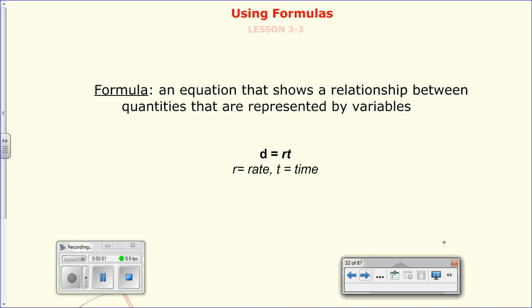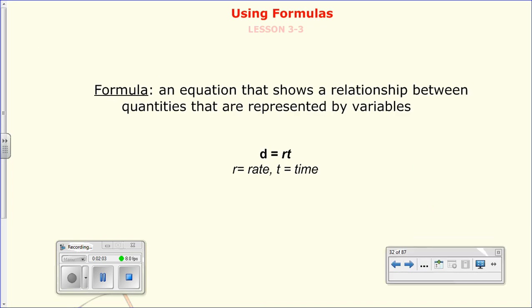All right, so tonight we're going to look at formulas. And first, we define it. A formula is an equation that shows a relationship between quantities that are represented by variables. In tonight's lesson, we're going to have really 3 formulas that we're using. We're going to talk about the distance formula, the perimeter, and then there's one about birds and chirping.